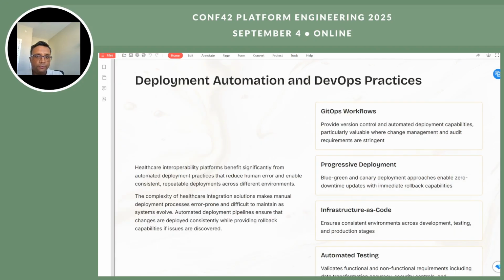While we build the solution, we also need to ensure that deployments are automated and that best DevOps practices are adopted. Healthcare interoperability platforms benefit significantly from automated deployment practices that reduce human error and enable consistent, repeatable deployments across different areas. The complexity of healthcare integration solutions makes manual deployment processes error-prone and difficult to maintain as systems evolve. Automated deployment pipelines ensure that changes are deployed consistently while also providing rollback capabilities if any issues are discovered.